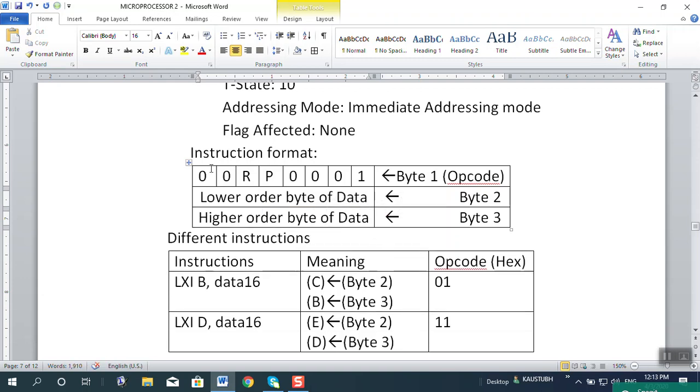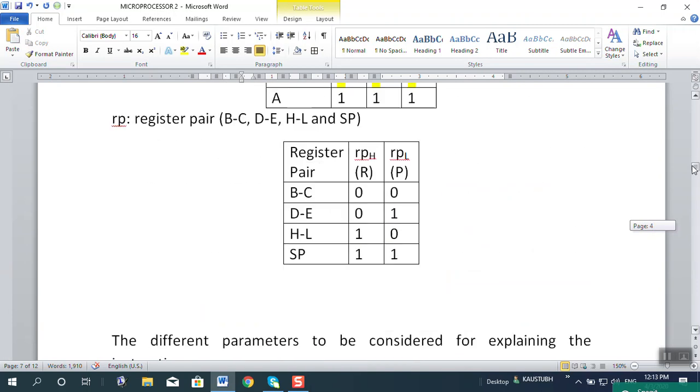So in this instruction format, as you see, 00 RP 0001 is the opcode or instruction format, which is dedicated and fixed, and RP stands for BC, DE, HL, and SP. So it also follows a truth table. When it is BC, RP will be 00, DE 01, HL 10, SP 11.